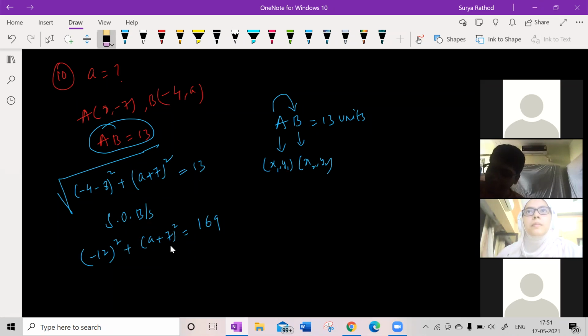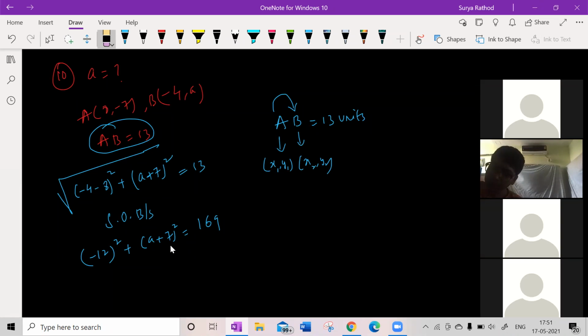The point from where you are starting measuring, you are making measurement from the point called A. So A is going to be x1 comma y1, B is going to be x2 comma y2. Distance between A and B is going to be 13 units. Getting my point? Yes or no?